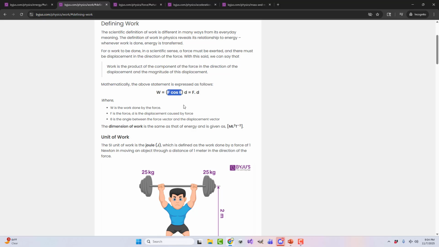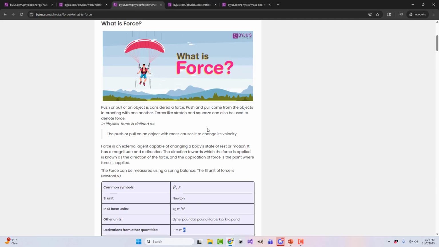You're pushing on an object with some force, and whatever amount of that force is pointing in the same direction that the object is moving, that's the amount of force that we put into this equation. So that's what that cosine theta there is. But in our example, that's going to simplify. But if we're going to define work in terms of this thing called force, we need a definition for force. So here's force. Force is the push or pull on an object with mass that causes it to change its velocity.